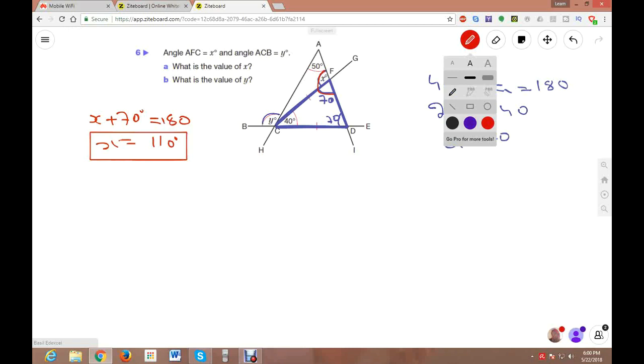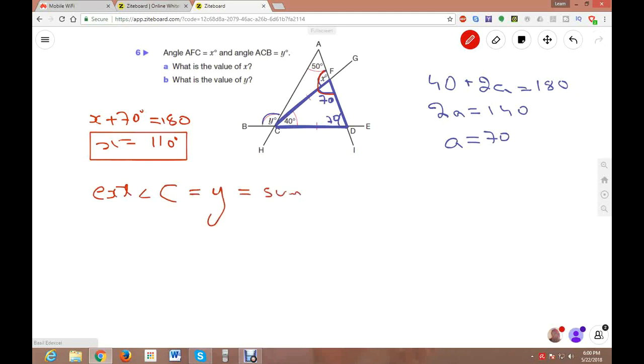And now in the same way, we are going to find out the value of our y. So x is 110. Instead of finding this angle, how about we just use the exterior angle at C. We know that the exterior angle C is your y, and it is equal to the sum of the opposite interior angles, the interior opposite angles of the side which is right opposite to vertex C. So it is 140. So 70 plus 70 is equal to 140.